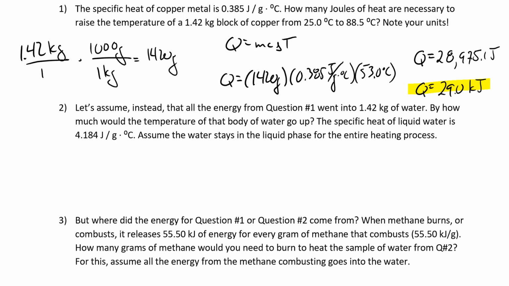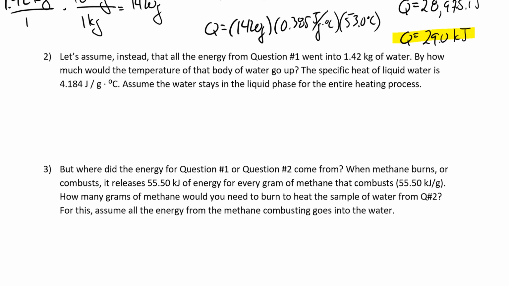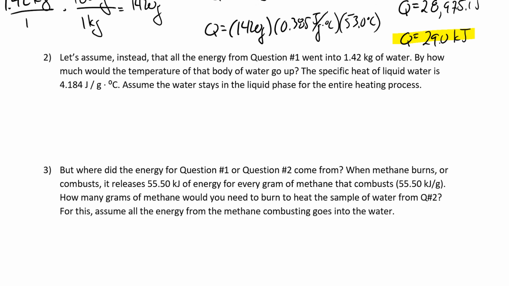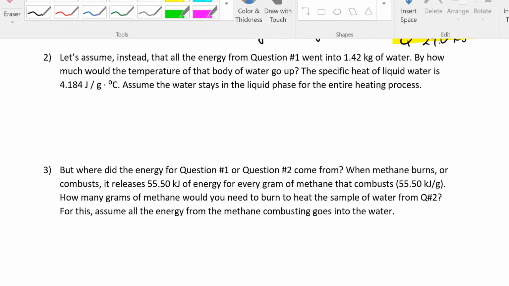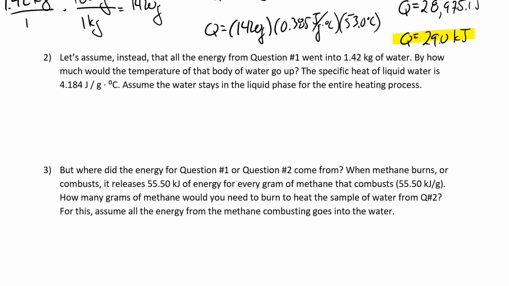For our next question, let's assume instead that all of the energy from question 1 went into 1.42 kilograms of water. By how much would the temperature of that body of water go up? And given the specific heat of water, and we're going to assume that the water stays in liquid phase for the entirety of this heating process. So this is a calorimetry problem because the Q out of the copper is the same Q into the water.